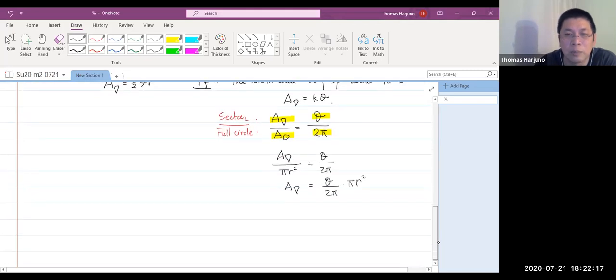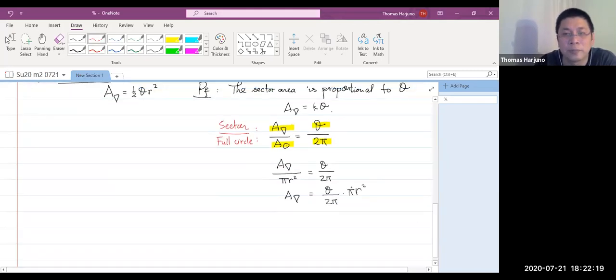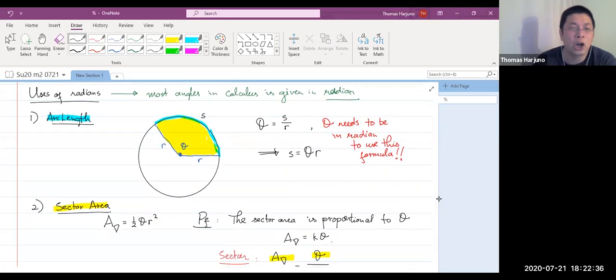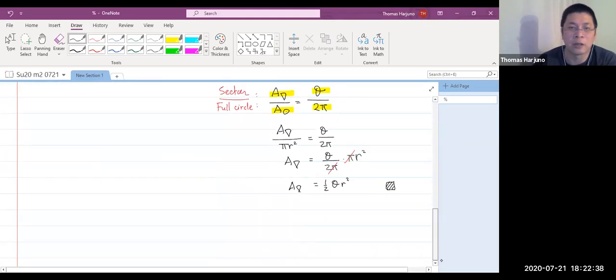Now you see the pi cancels, such that the area of the sector is 1/2 theta r squared, as we expect it to be. Okay, so this is the arc length and the sector area. Examples.